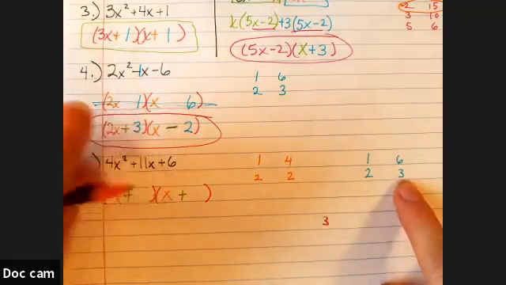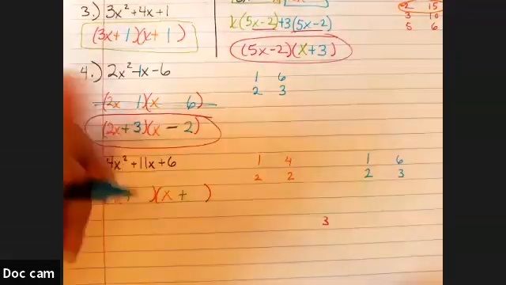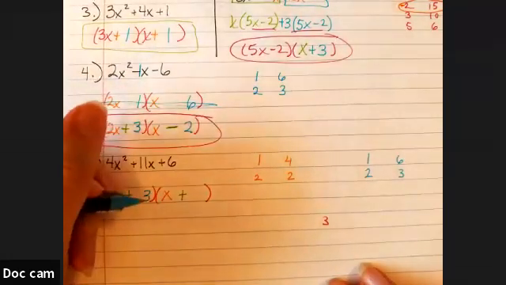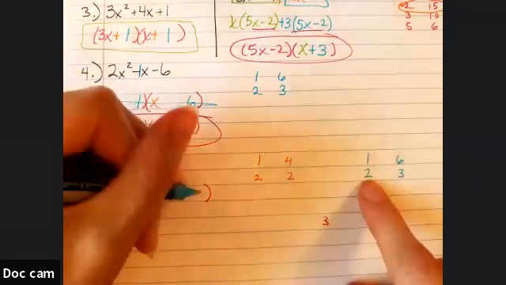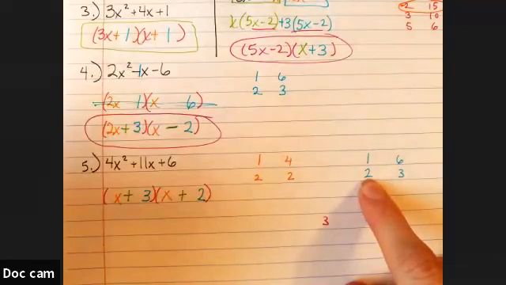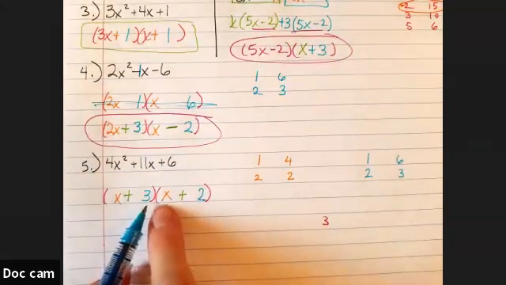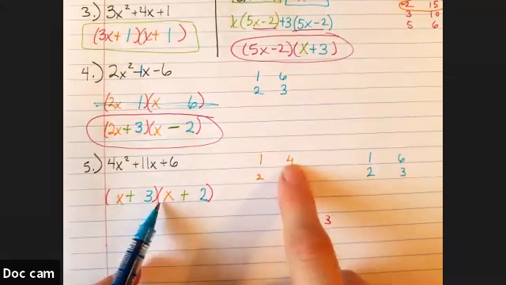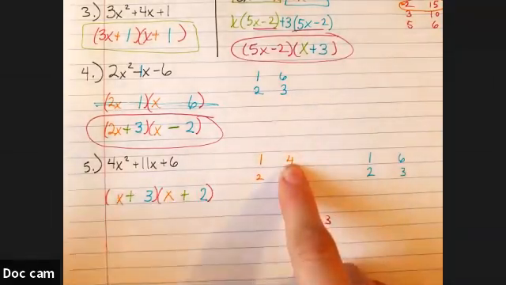Let's see. I'm going to put the 3 here. If I have the 3 here, that means I definitely have to have the 2 there. And I want to have 1 times 3. So if I want this to be a 1, then that has to be a 4.